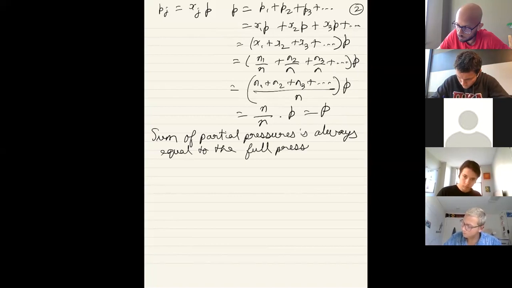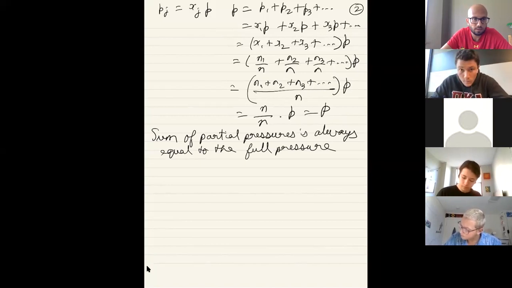This has nothing to do with ideal gas, imperfect gas, or anything like that. Ideal or perfect, perfect or real, complex gas, whatever, it doesn't matter. It's always true.